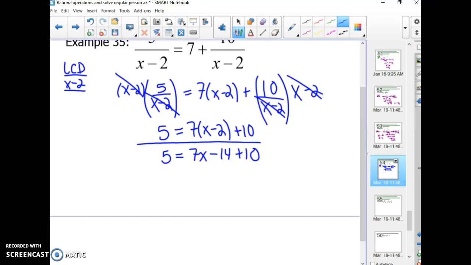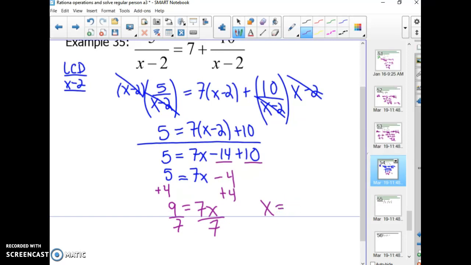Alrighty, so here we are. So then I have this. On this side I'll have 5, and then 7x. The negative 14 and the 10 combine to a negative 4. So to solve, I need to add 4 to both sides. 5 plus 4 is 9. 9 is equal to 7x. I then need to divide both sides by 7. So x is equal to 9 over 7.